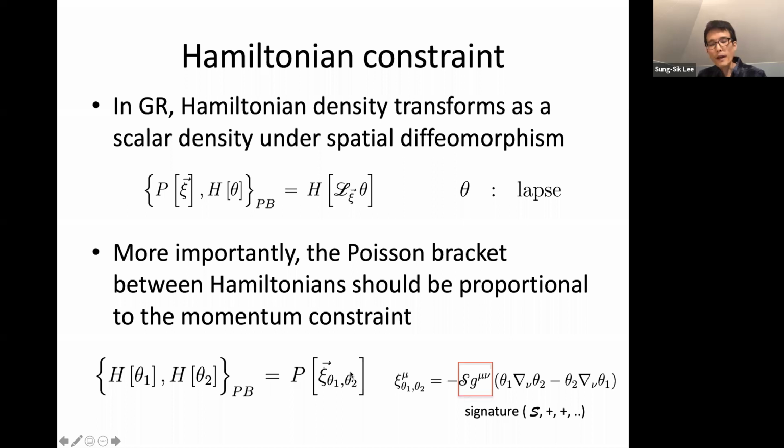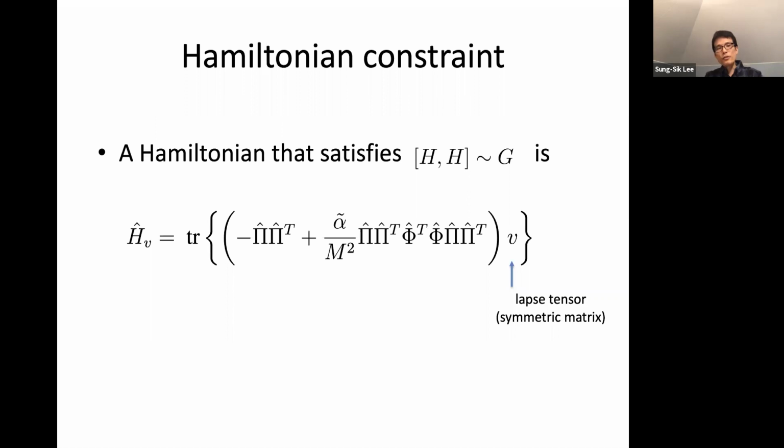So the reason I review this is that we want to construct a Hamiltonian which has a similar algebraic structure. In particular, we want to construct a Hamiltonian whose commutator is proportional to the generator of this generalized momentum transformation. Okay, and this is one. Probably this is not unique, but this is the simplest Hamiltonian that still exhibits non-trivial dynamics. So let's focus on this particular Hamiltonian.